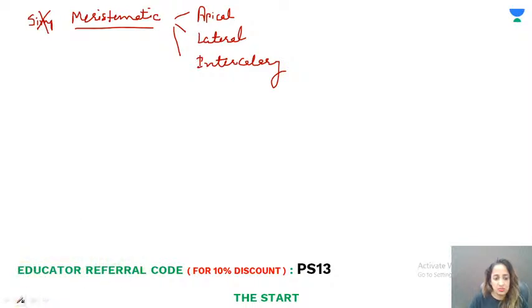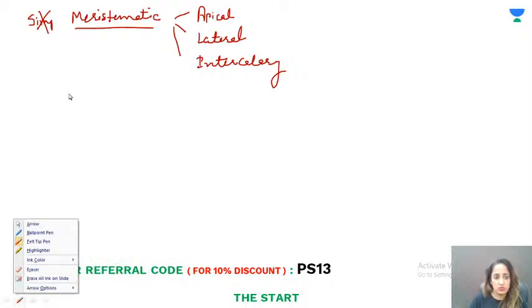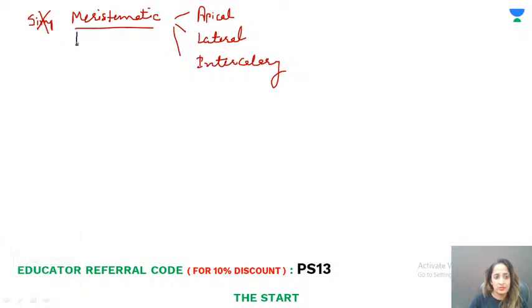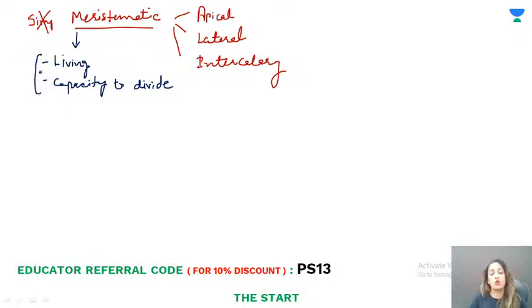So meristematic tissue is the one which is living and it has the capacity to divide. Okay, so meristematic tissues are the ones which are always dividing, right? Those type of tissue we call meristematic tissue.